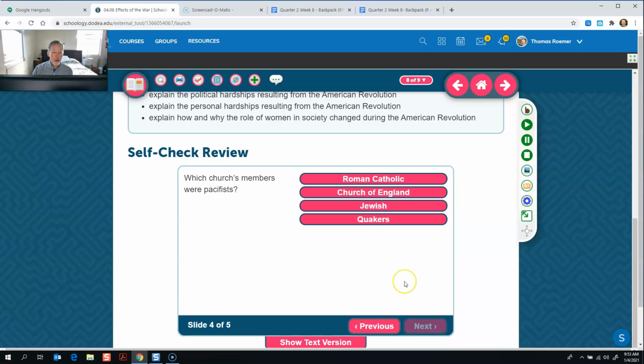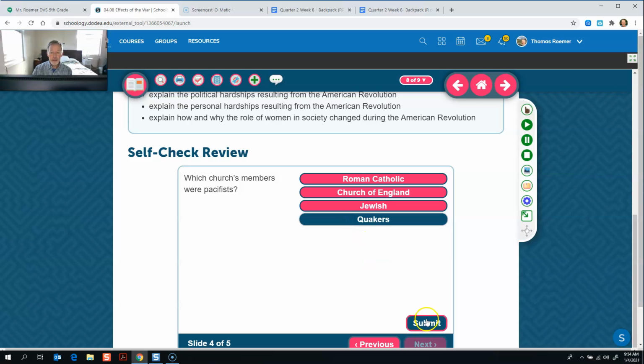What church's members were pacifists? So they didn't believe in violence or killing. Roman Catholic, Church of English, Jewish, or Quakers? I believe it's the Quakers, and they still are pacifists today.